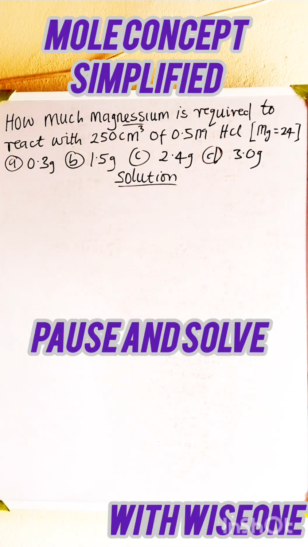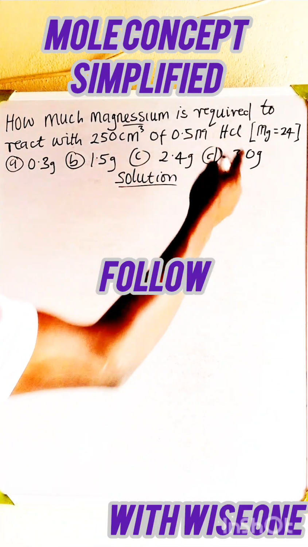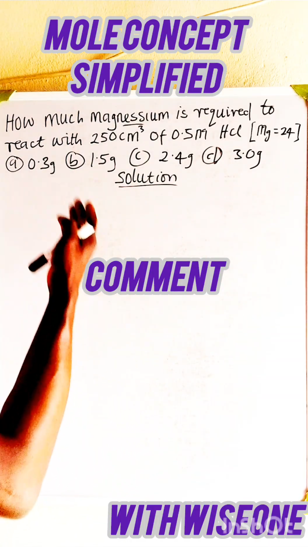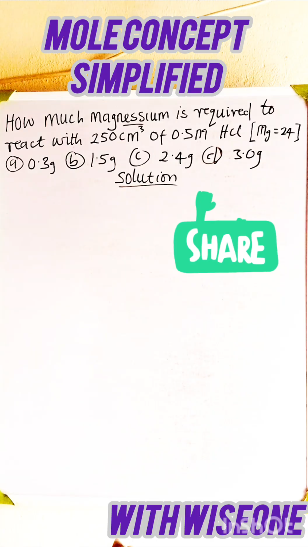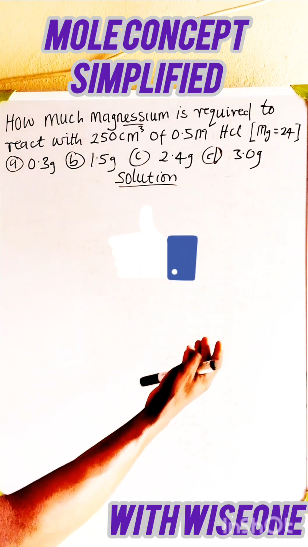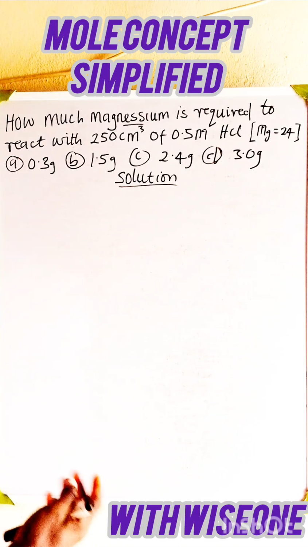Hello viewers, here is another interesting and simple question. How much magnesium is required to react with 250 cm cube of 0.5 molar HCl? The atomic mass of magnesium is given to be 24 and the options too are given.